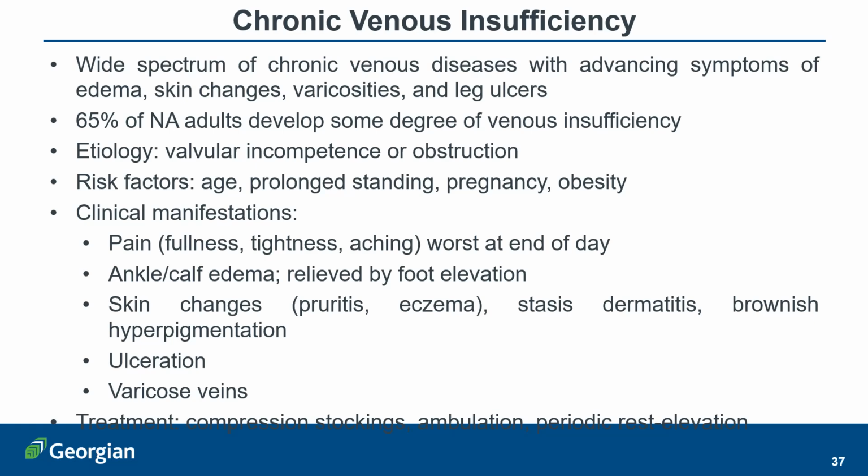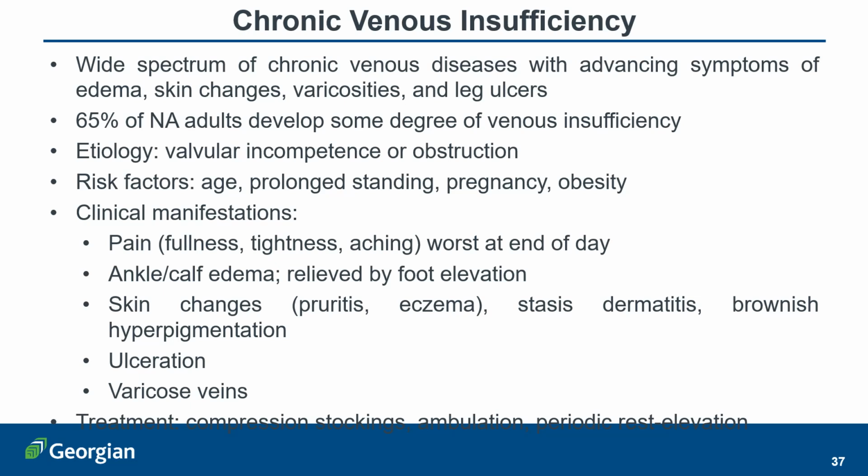Skin changes as all the blood is pooling there constantly. Examples of skin changes include pruritus, eczema, stasis dermatitis as the skin slowly starts to break down when so much blood is being pooled in the lower extremity, especially around the ankle region, and the brownish hyperpigmentation. More melanin gets deposited for reasons that we're not going to go through over there.